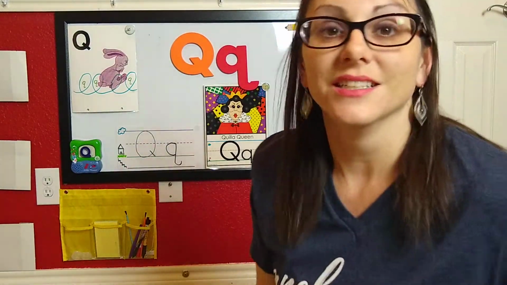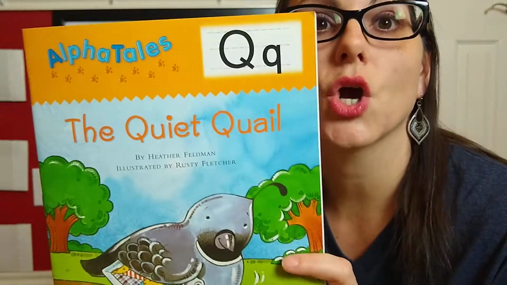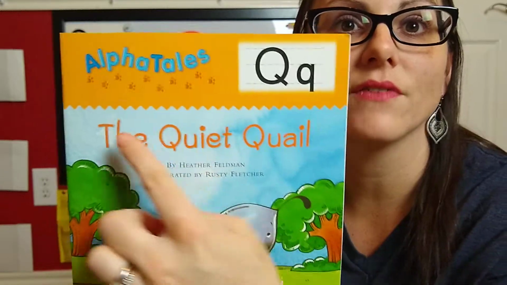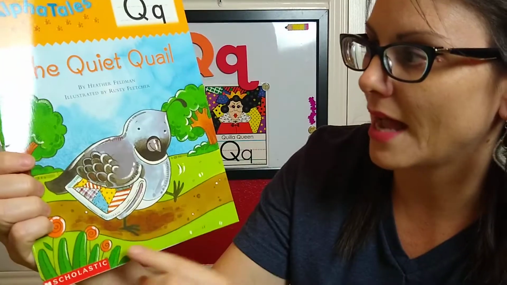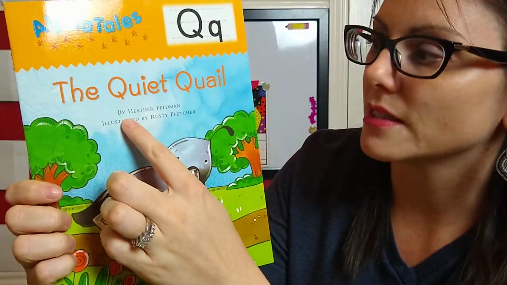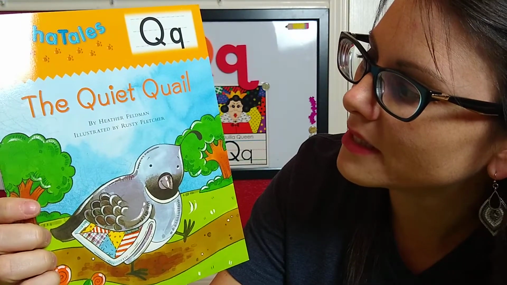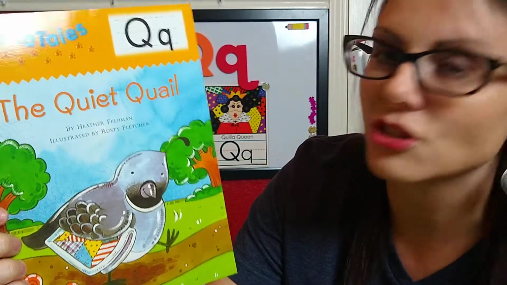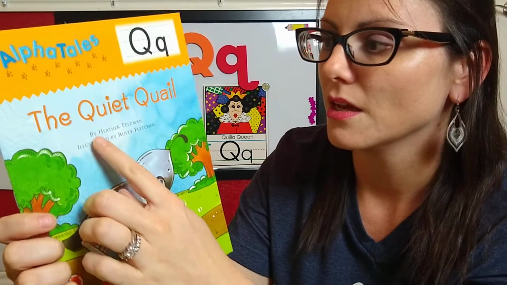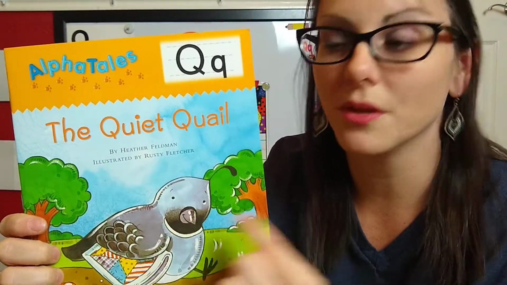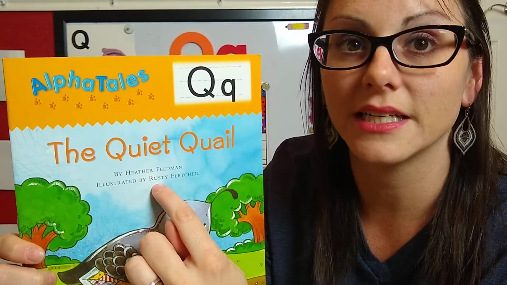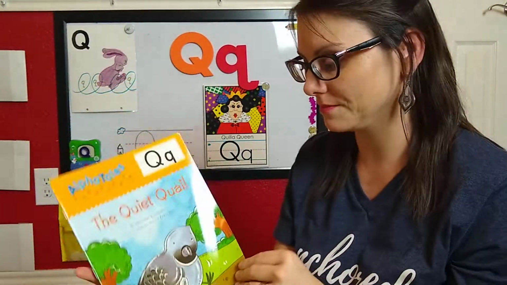Okay, so that was our story, The Quiet Quail. It's an Alpha Tales book. It's by Scholastic. They put it out. It's by Heather Fieldman, illustrated by Rusty Fletcher. So, by means the author, that's who wrote the book, and illustrated is the person who drew all the pictures.